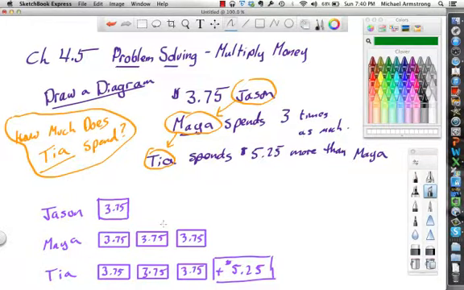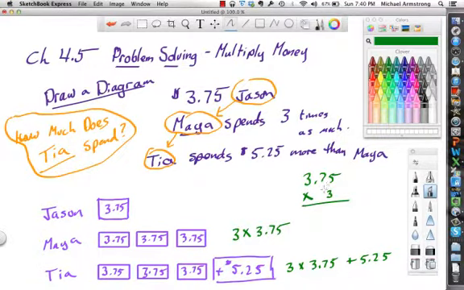We've got $3.75 for Jason. Maya is 3 times $3.75. And Tia is 3 times $3.75 plus $5.25. And once we solve for this, we can find out what our total answer is, what Tia's total is. So $3.75 times 3, this is kind of what we did in our last lesson. We're multiplying using decimals.